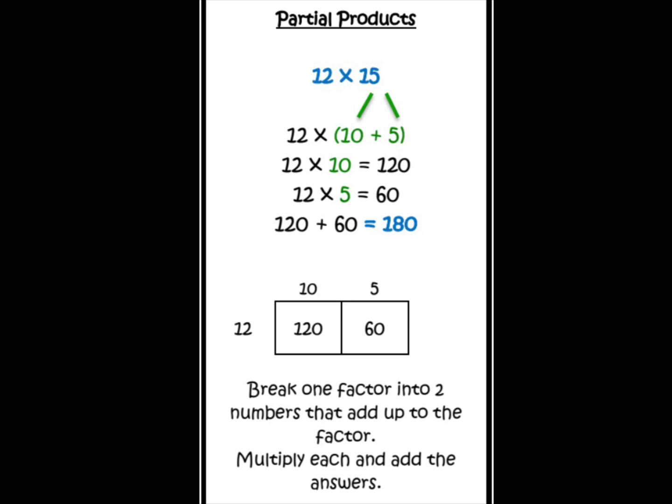Partial products. Break one factor into 2 numbers that add up to the factor, then multiply each and add the answers. So instead of multiplying by 15, I can multiply by 10 and I can multiply by 5, and then I add those 2 numbers together to get my total.